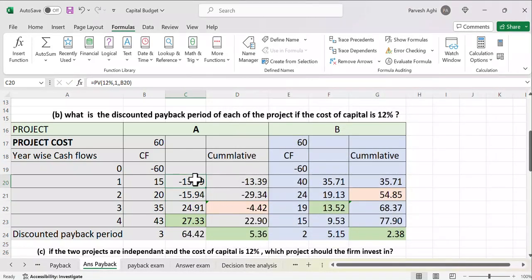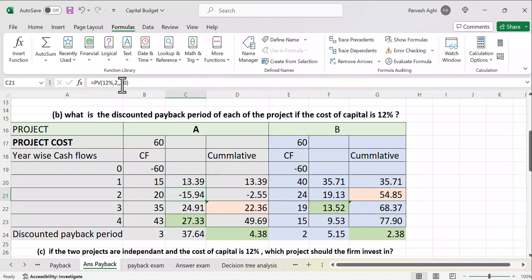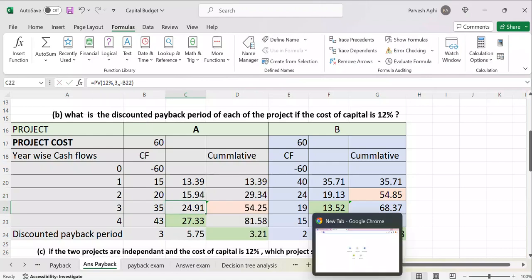So you have to put a minus sign here. Always, to get a plus. Fine. Is it clear?